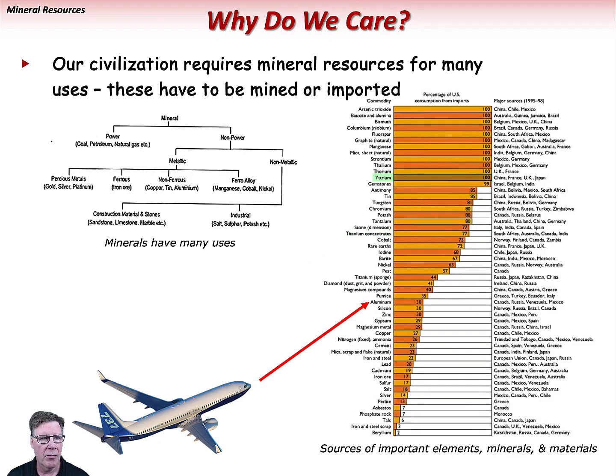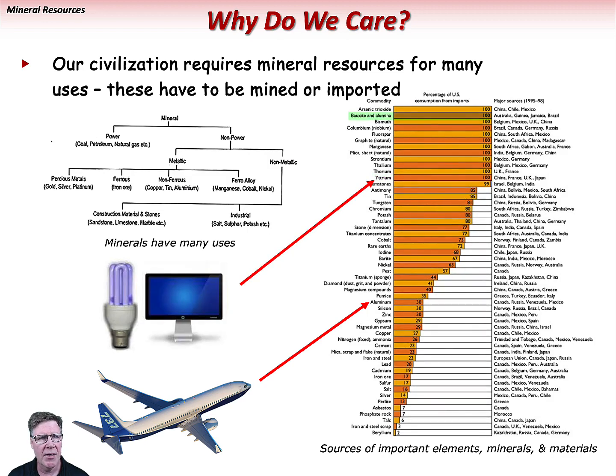Yttrium, this rare earth element, 100% of which is imported, and that's crucial for making LEDs. Alumina and bauxite, raw aluminum ore, 100% is imported, and the list goes on. So, yes, this list is somewhat dated, but the U.S. has largely grown even more dependent on these imports in recent years.